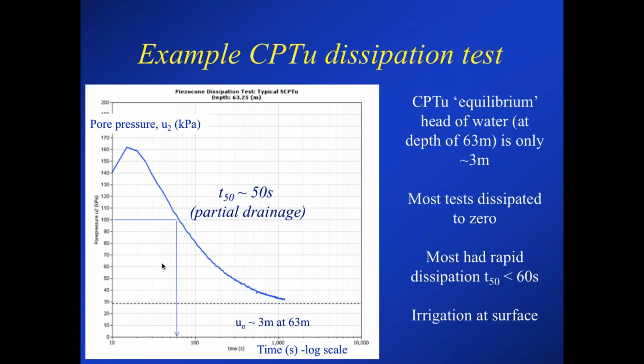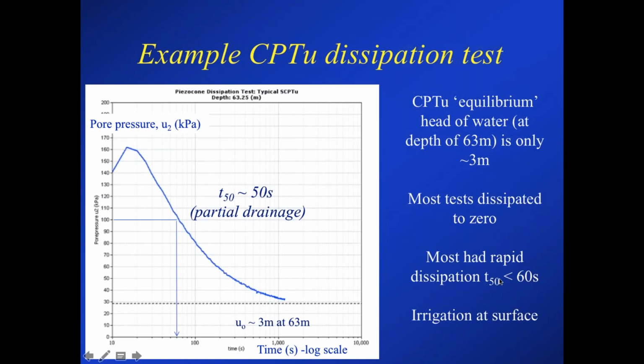And they did dissipation tests, and here's just an example. This is one at 63 meters depth, so it's a long way down. You can see that the pore pressure rises a little bit and then begins to decay. This is pore pressure against log time. And you can see it decays almost to 100% equilibrium. But equilibrium's down at only about 30 kPa, so it's only 3 meters of head down at a depth of 63 meters. Many of the dissipations actually went to zero or very close to zero.